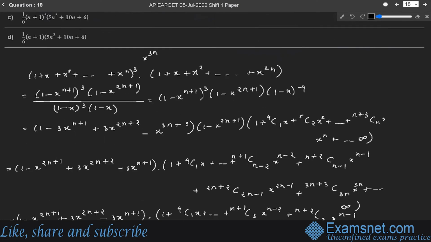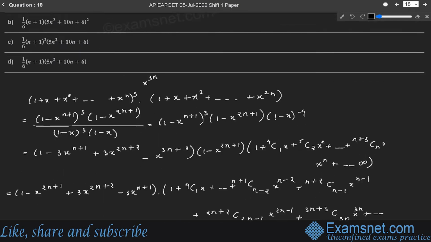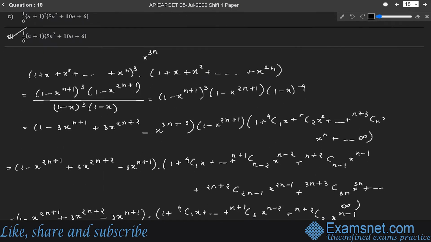Therefore, we can say that the correct answer is (n+1) upon 6 into (5n^2+10n+6), which is option number D here. I hope this question is clear to you.